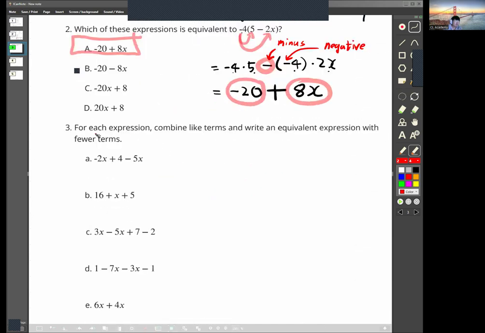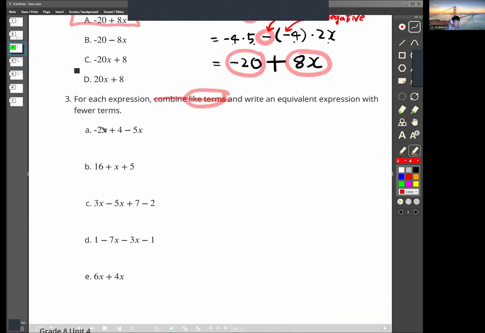Now, for number 3, for each expression, combine like terms and write an equivalent expression with fewer terms. Combine like terms, again, like terms are when they have the same variable or when they are just constants. You can add or you can subtract. A, this one has an x, this one has an x. Means you can combine them. So you can subtract or you can add.